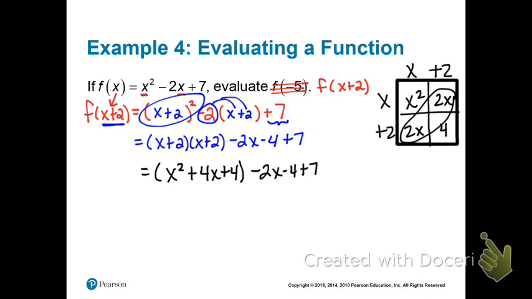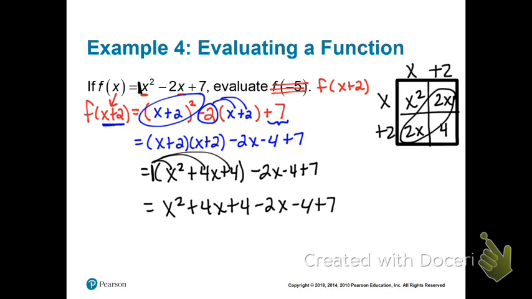Now, if there had been a number in front of the x squared at the beginning, I would need to distribute it. In this case, there was no number written, so it's like a 1, so I'm just going to distribute my 1. So I get x squared plus 4x plus 4 minus 2x minus 4 plus 7.